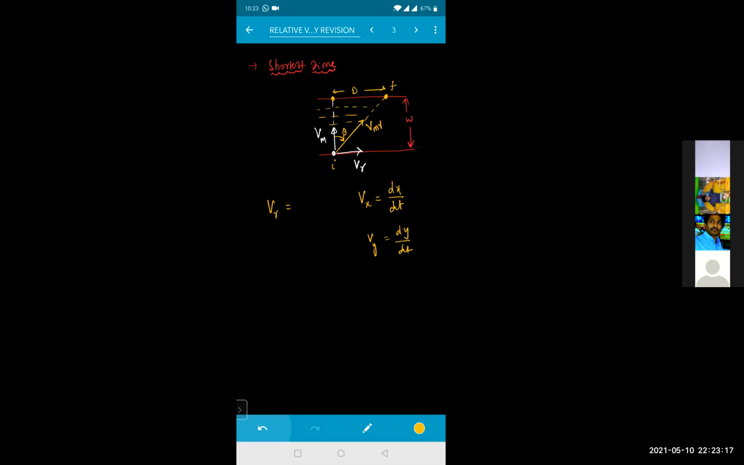The velocity of the river will be equal to the horizontal distance traveled divided by time. So this is your horizontal drift, or horizontal distance, and I can write this as d by t. The velocity of the man will be equal to width divided by time. That means tan theta will come out from that.